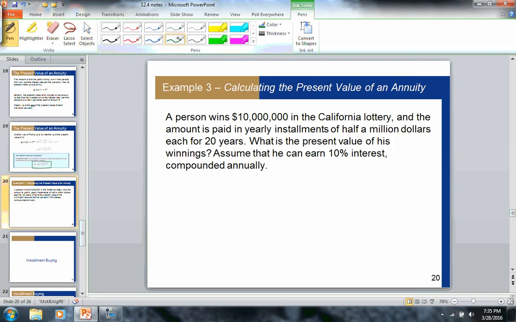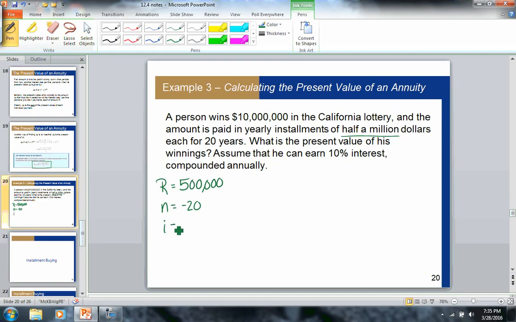So we need our R value, and that's going to be that installment of $500,000. We're going to write it out as the actual numerical 500,000. N is 20 years, and we're going to make it negative because that's 20 years down the road, so we're kind of coming back in time to the present day.